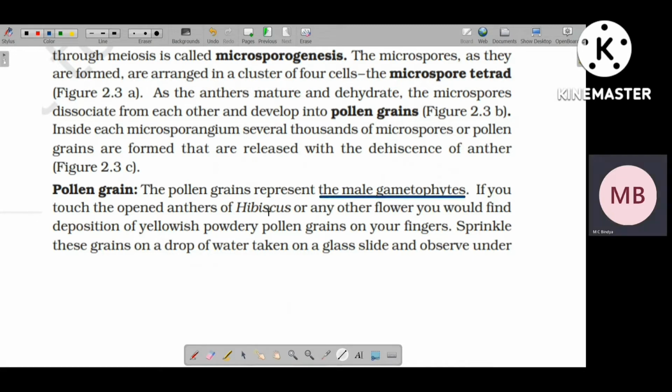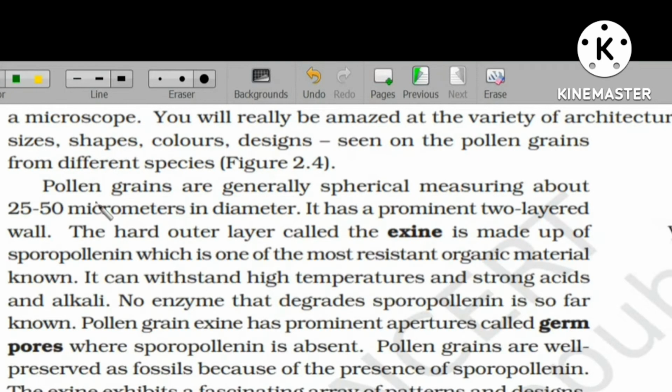If you touch the opened anthers of hibiscus or any other flower, you would find deposition of yellowish powdery pollen grains on your fingers. Sprinkle these grains on a drop of water taken on a glass slide and observe. Under a microscope, you will be amazed at the variety of architecture, sizes, shapes, colors, and designs seen on the pollen grains from different species.